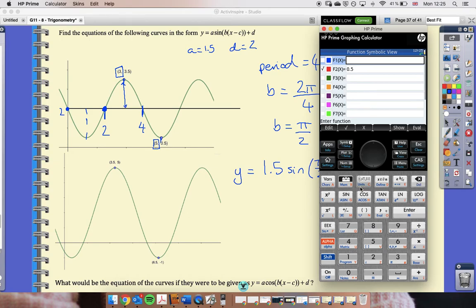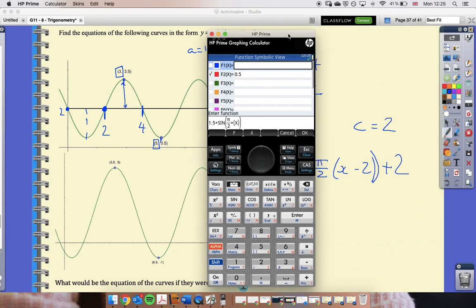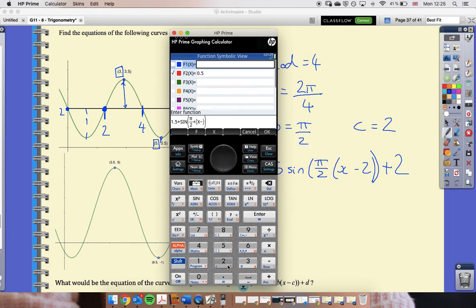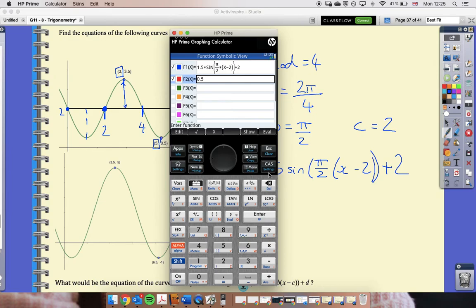So 1.5 times sine pi by 2 times x, hang on, I've lost it now, where is it? Minus 2, and then let's go here for plus 2, and I don't really want that anymore.